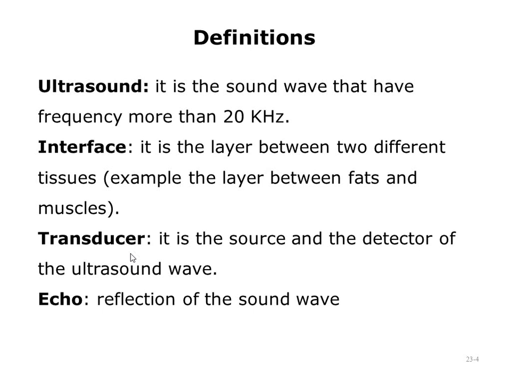Interface. It is a layer between two different tissues. For example, if we have two layers, one is fat and the other is muscle, and they are on each other, the layer between them is called the interface. Transducer. This is a device that emits ultrasound and detects ultrasound. So it emits and detects ultrasound. Echo. It is the reflection of a sound wave.